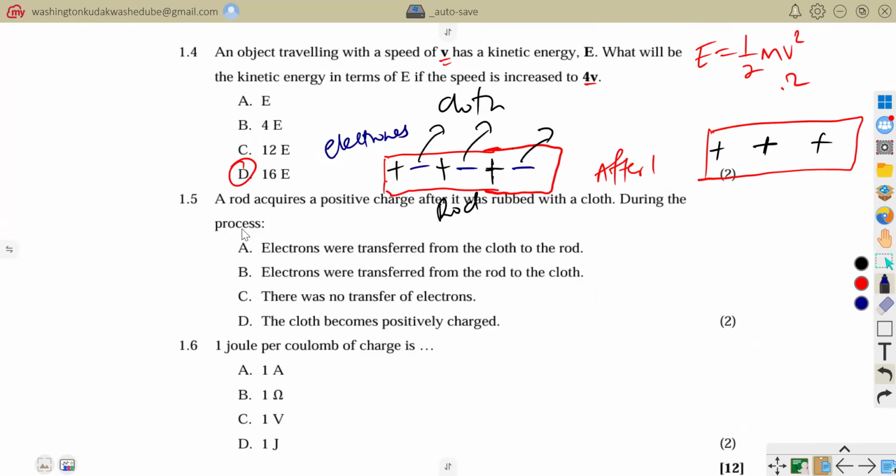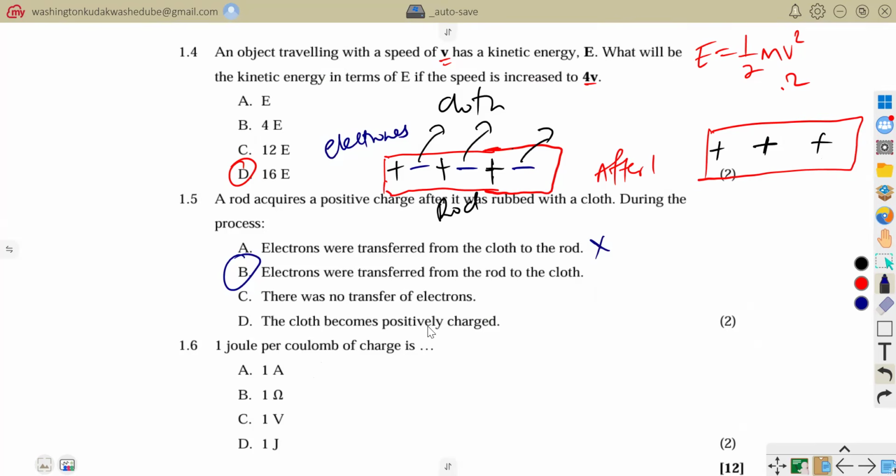Now let's see the options that are given. So they are saying during the process, A, electrons were transferred from the cloth to the rod. This is incorrect. B, electrons were transferred from the rod to the cloth. This is actually correct. So our answer is B, because when something was neutral and then it now comes to be positively charged after charging, it simply means that we have lost the negative charges. So we have lost the electrons. So the electrons were transferred from the rod itself to the what? To the cloth that was charging it.